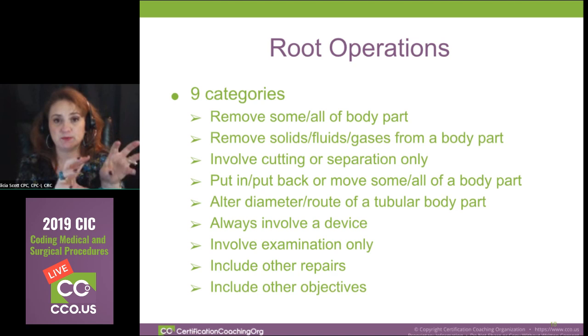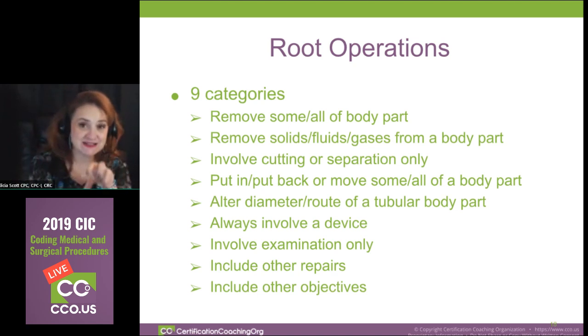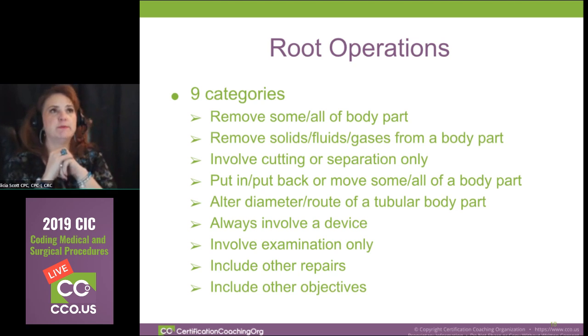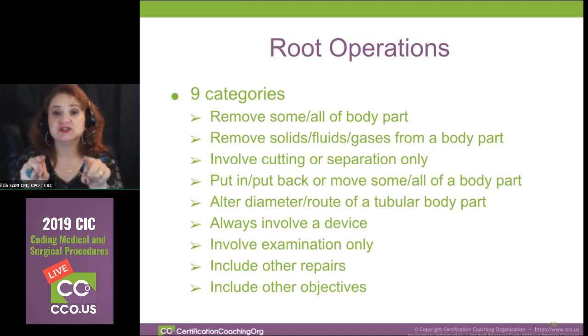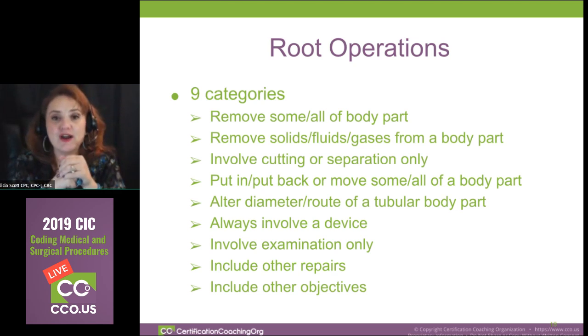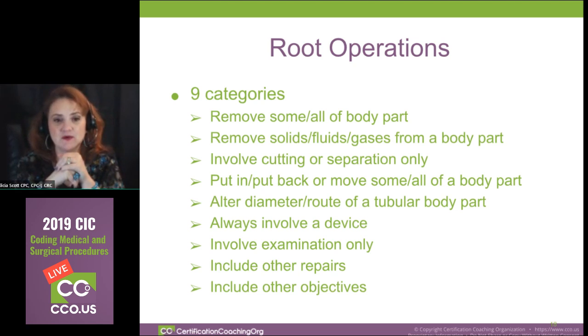Next, are we going to put in or put back? Okay, put in or put back. So if we put something in or we put back something that was taken out, or are we going to move some or all of a body part? Now, if we're going to move some of a body part, what could we move? We could take the saphenous vein from the leg and move it to the heart in heart bypass. Right? So think of the root operations that could be in that category.